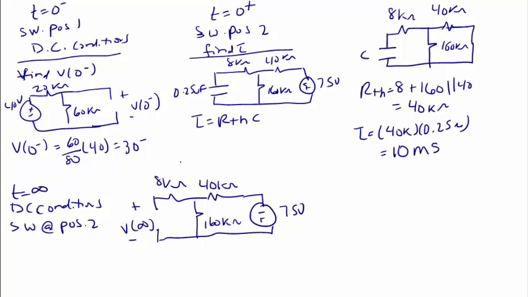Since I have an open circuit, there is no current flow and no voltage drop across the 8 kilo ohm resistor. So V of infinity is the same as the voltage across the 160 kilo ohm resistor. So V of infinity can be found from the voltage divider, and it is 160 over 40 plus 160. And because the polarity is reversed between the voltage source and V of infinity, it's negative 75. So V of infinity is equal to negative 60 volts.